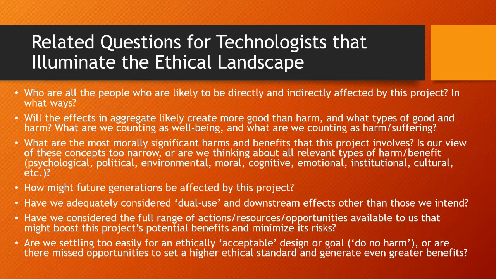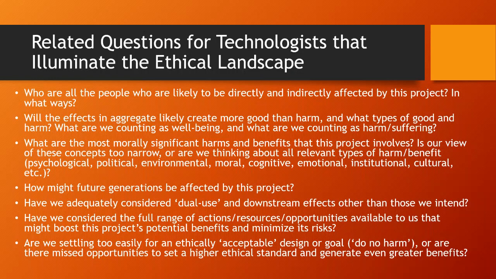So questions that align with this are like, who are all the people who are likely to be directly or indirectly affected by this approach, and in what ways? Will the effects in aggregate likely create more good than harm, and what types of good and harm? What are we counting as well-being, and what are we counting as harm or suffering? What are the most morally significant harms and benefits that this project involves? Is our view of these concepts too narrow, or are we thinking about all relevant types of harm and benefit? So psychological, political, environmental, moral, cognitive, emotional, institutional, cultural, and so on.